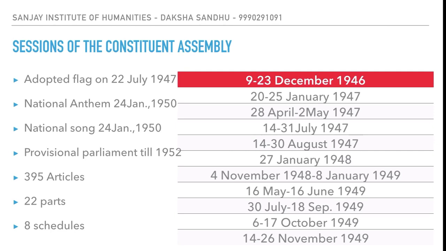The other articles of the Constitution came into force on 26th January 1950. Overall, the Constituent Assembly held 11 sessions, as we just studied, and the Assembly met for 2 years, 11 months and 18 days to complete its task of drafting the Constitution.